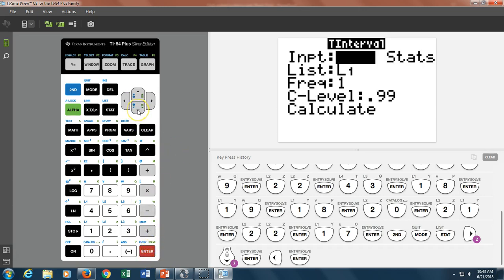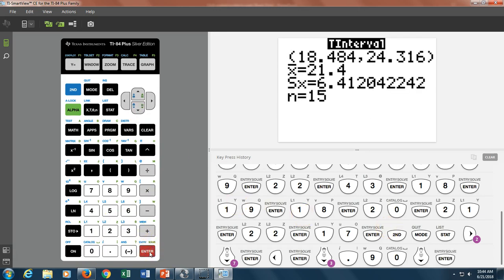Okay, so last time someone used this, probably me, they had it under L1, so that's good. If not, remember you can pick that down here, this portion of your keypad. Frequency is 1. In other words, each number I typed in, let's assume that there was just one of those. And for the confidence level for this one, I said let's do a 90%, if I remember right. And let's go down and calculate it.